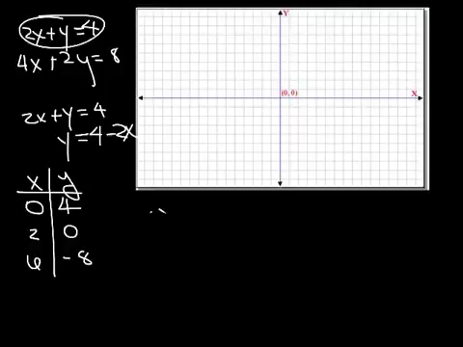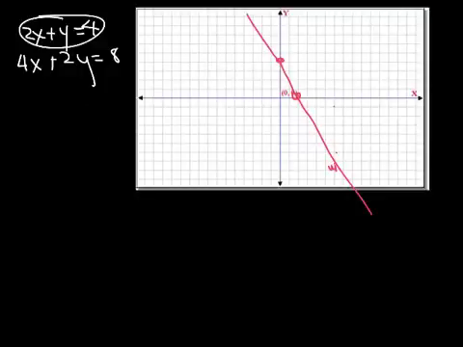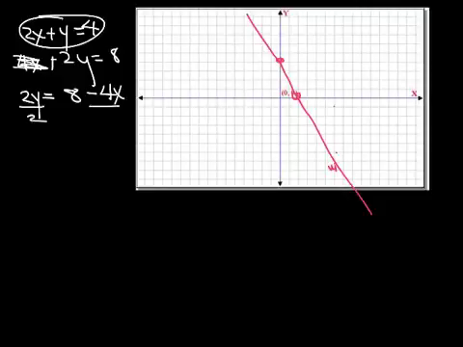Okay, so let's go ahead and graph that. 0, 4, 2, 0, and 6, negative 8. 1, 2, 3, 4, 5, 6. 2, 3, 4, 5, 6, 7, 8. And I get a line that looks like that. Alright, so let's get rid of all this, and we will graph the bottom one now. First of all, we're going to set it equal to y, so we're going to write this as 2y equals 8 minus 4x, so we subtracted 4x from both sides. Now we're going to divide by 2.